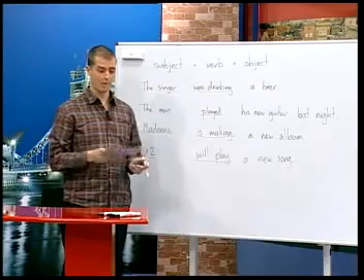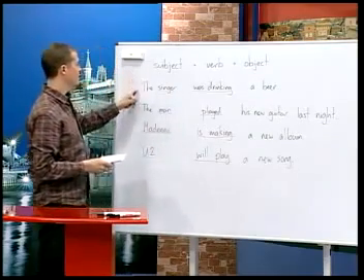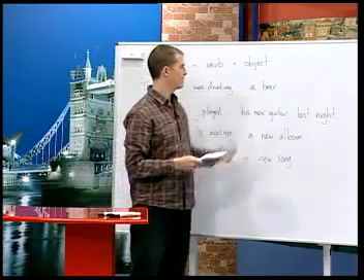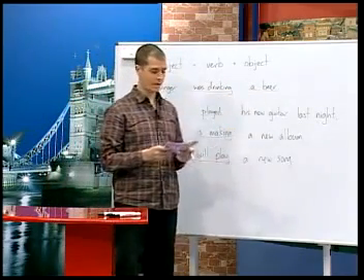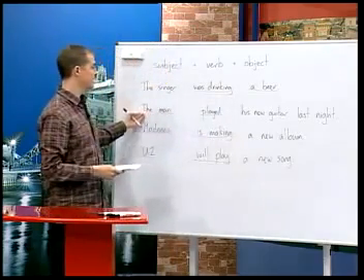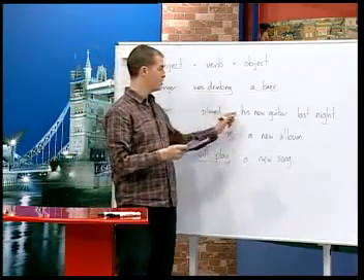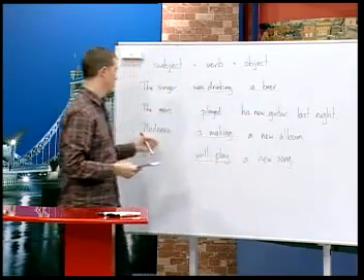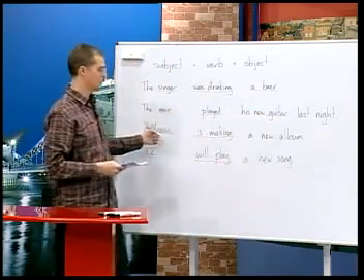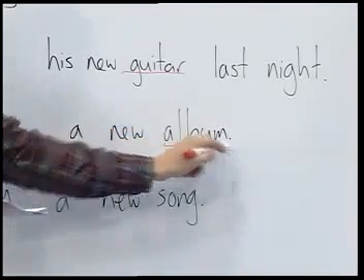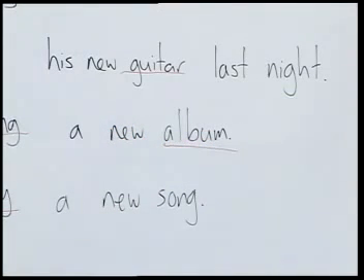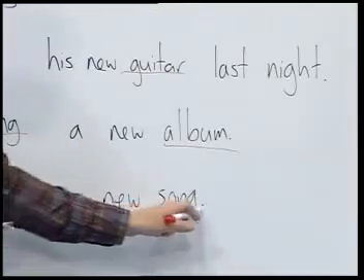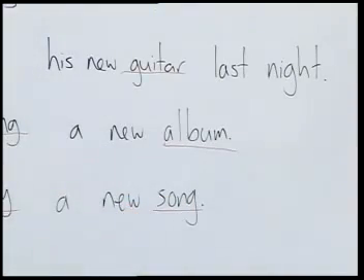Now let's look at the objects. In the first sentence, a beer is the direct object. In the second sentence, his new guitar is the direct object. The third sentence, a new album. And the last sentence, a new song is the object.